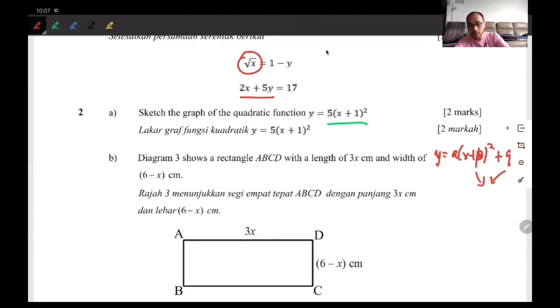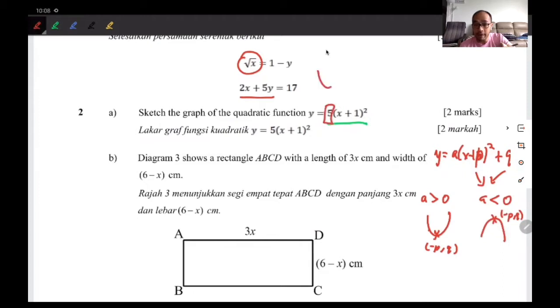So kalau a is more than 0, then it is this, and then this one will be negative p and q. Kalau a is less than 0, then it will be this kind of graph, it will be a maximum point. The coordinate is still the same, negative p and q. Whatever the value of p is, it is one. So from this number 5, you know that we are looking at this kind of graph. That's the first thing.